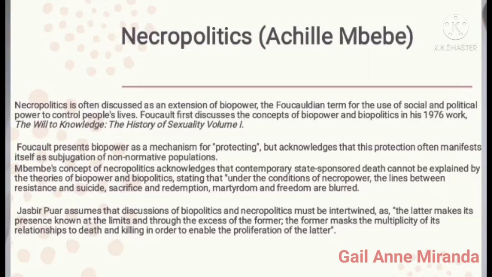Necropolitics is often discussed as an extension of biopower, the Foucauldian term for the use of social and political power to control people's lives. Foucault first discusses the concepts of biopower and biopolitics in his 1976 work, The Will to Knowledge, The History of Sexuality, volume 1. Foucault presents biopower as a mechanism for protecting, but acknowledges that this protection often manifests itself as subjugation of non-normative populations.